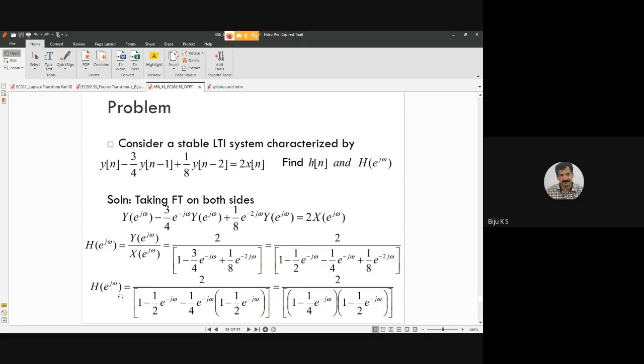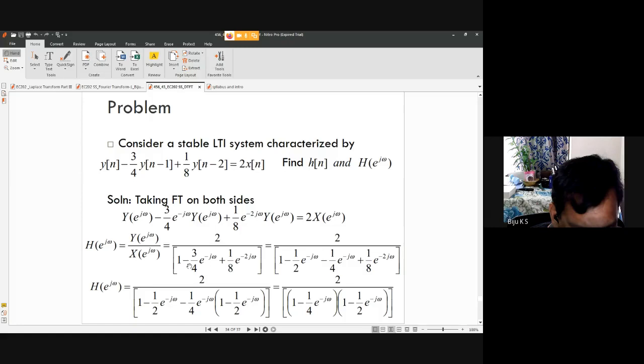From H of e raised to j omega, we can calculate the magnitude response. The magnitude response is nothing but the magnitude of H of e raised to j omega. So here also it is the magnitude of the numerator by the denominator. The magnitude is the root of real square plus imaginary square. For the numerator, the root of real square plus imaginary square. Similarly, in the denominator also, the root of the real part and the imaginary part. Here it is factorized, but you can take.